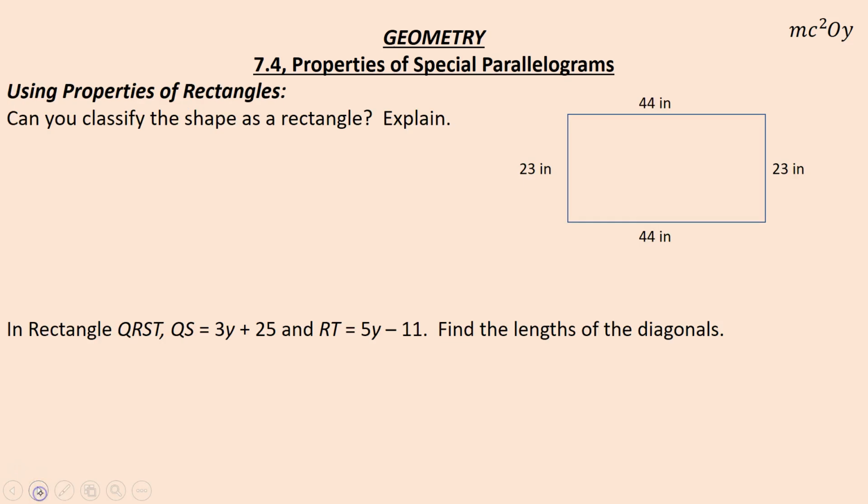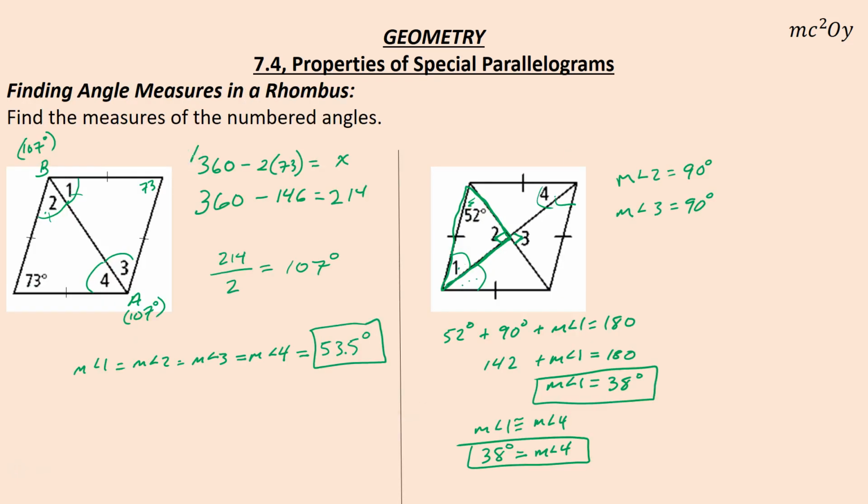Okay. Well, I think we got two more slides here. Let's see. Can we classify a shape as a rectangle? Explain. Well, 44 and 44, 23 and 23, well, I definitely classify it as a parallelogram. Opposite sides are congruent. In order for it to be a rectangle, I'd have to see right angle markings, which I don't. Okay, so no, I can't.